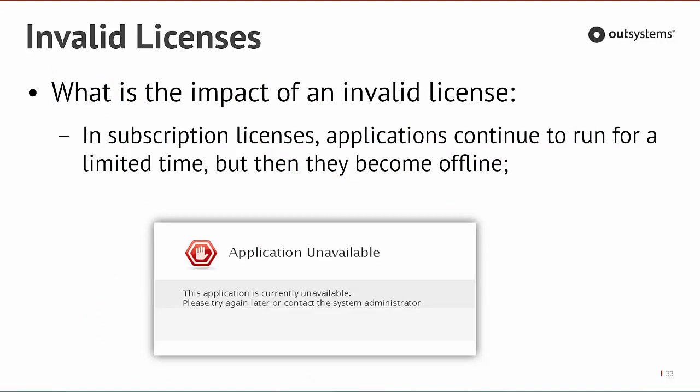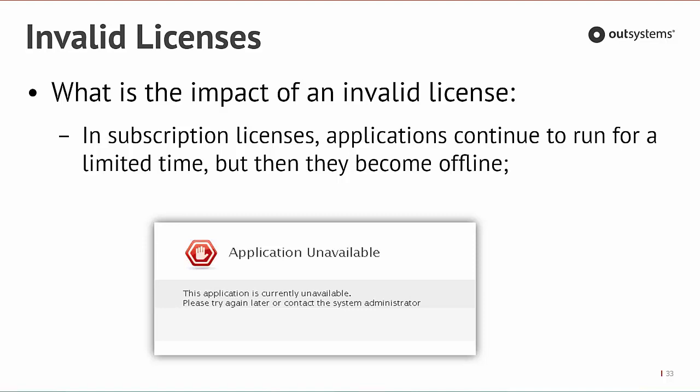And the impact of an invalid license, if you have a subscription license, is that the applications will continue to run for a limited time, but then they will become offline and you'll see this screen. Okay. And this limited time is basically 12 hours at most, because applications will check the licensing information every 12 hours. So at most, within 12 hours after the license expires, your applications will shut down and become unavailable.